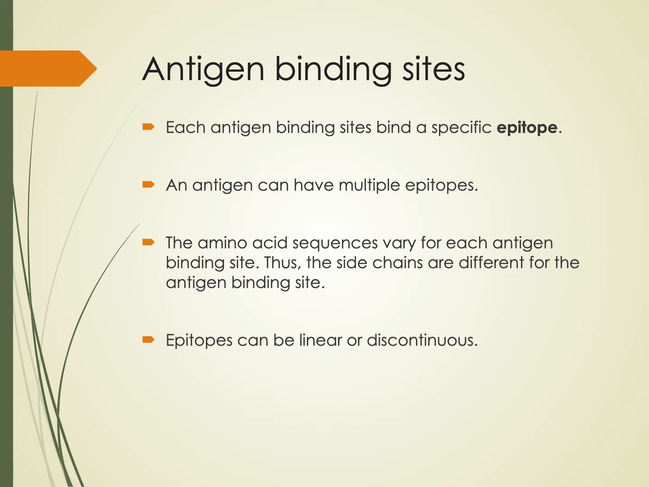As I was alluding to, epitopes can be linear or discontinuous. Linear is where those 10 to 13 amino acids are right in sequence. Discontinuous is where there's an amino acid over here, another over there, and another over there, but because of the way the protein folds, they end up interacting with that antigen binding site. We'll look at that in just a moment.